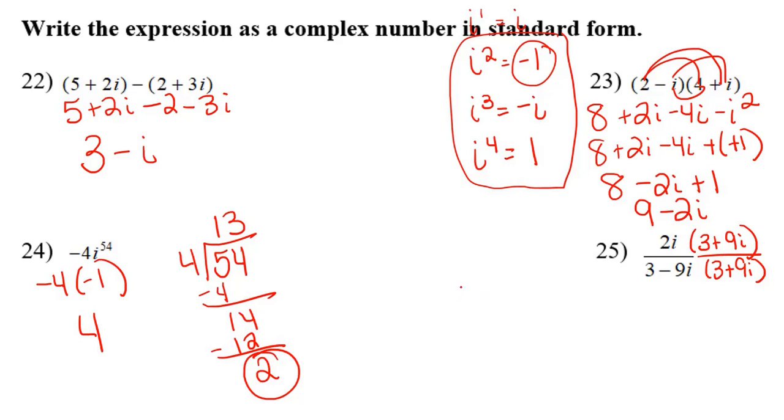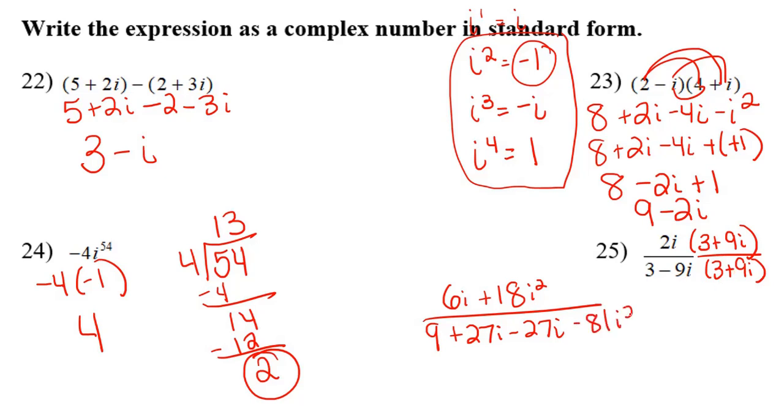So 2i times 3 is 6i. 2i times 9i is 18i squared. Now I got this denominator. Gross, tons of foiling. 3 times 3, 9. 3 times 9i, 27i. -9i times 3, -27i. -9i times 9i is -81i squared.